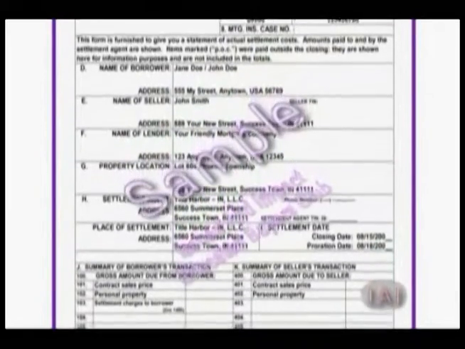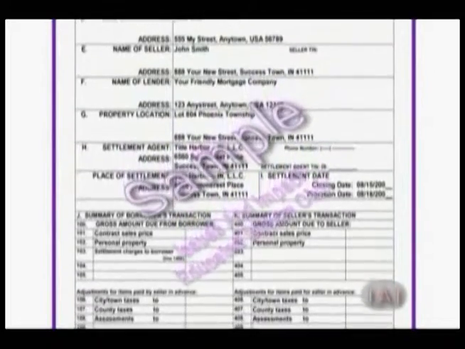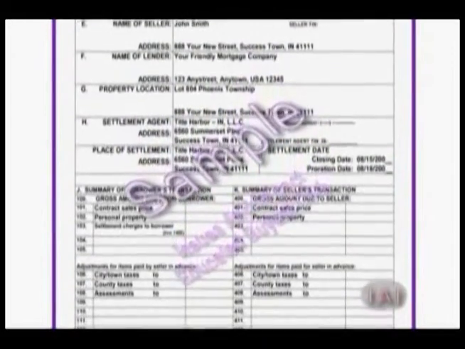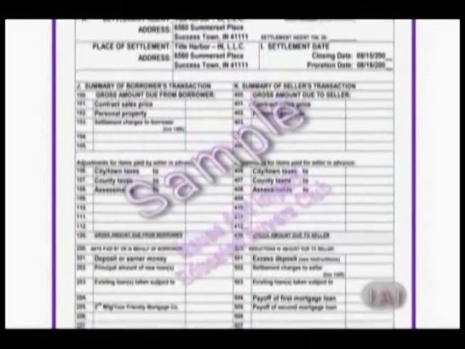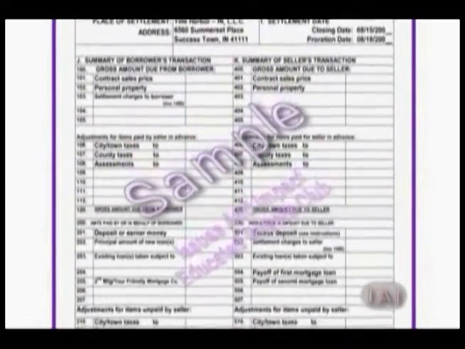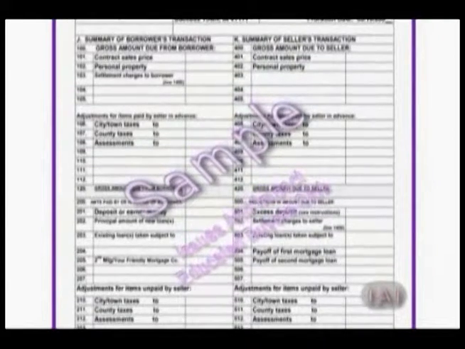I'm going to hone in a little bit here on line item 100, which is the gross amounts due from the borrower. That contains the contract sales price, personal property, settlement charges to the borrower, which are on line 1400. That's page 2, which we won't cover today as we don't have time. That's a breakdown of all of these items. Page 1 is basically a summary.